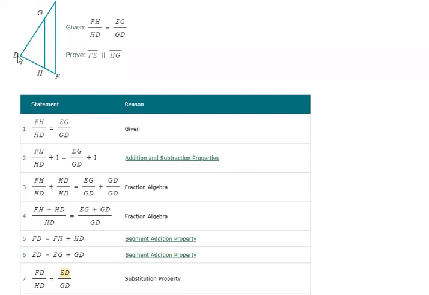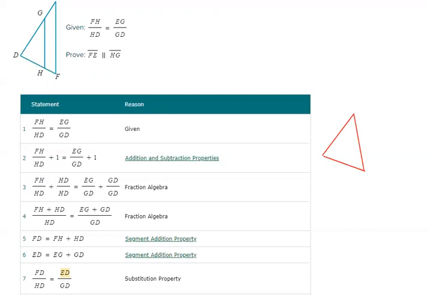FD is this whole segment, right? And divided by HD, which is this piece, is equal to AD, this whole segment, divided by GD, which is this one. So maybe at this point, it's better to draw those figures separately if you don't really feel good about those yet. So I'm going to draw those. Maybe I should have done this at the beginning, but still useful. So I'm going to draw those two separately.